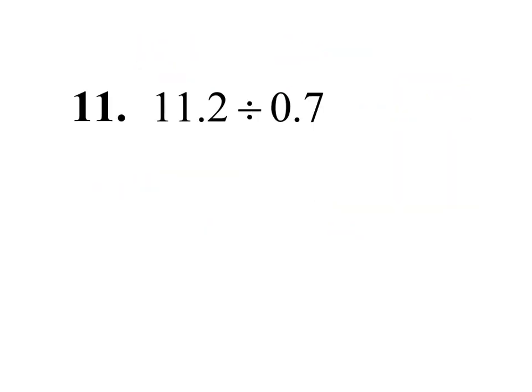On number 11, we have 11.2 divided by negative 7. So I'm going to go ahead and rewrite this. And they made this really easy for you. It's a positive divided by a positive. So guess what your answer is going to be? Yup, you guessed it, positive. So here we go. So we got 11.2 divided by 0.7.